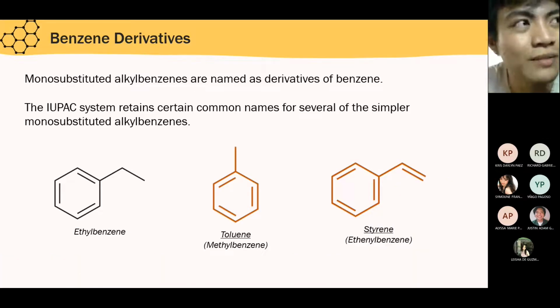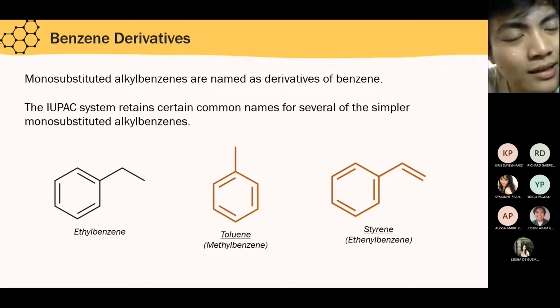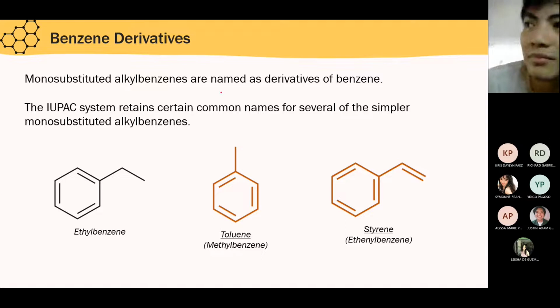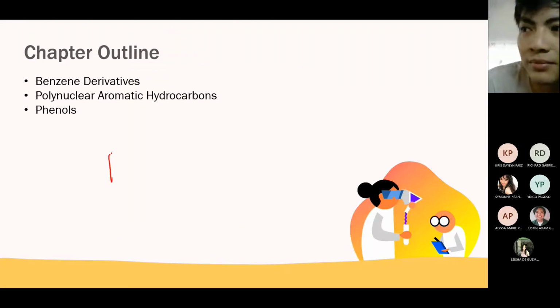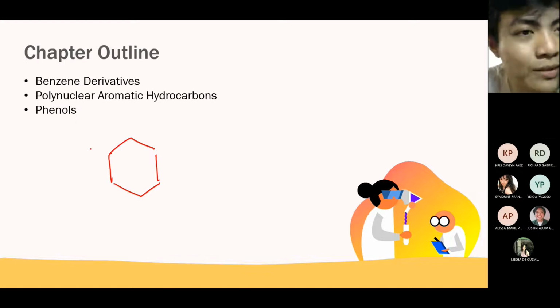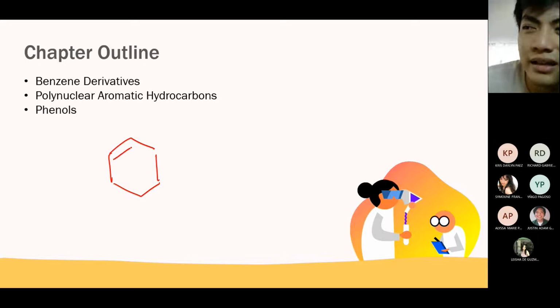Okay? What is a benzene? Benzene is a hydrocarbon that is hexagon in shape. Okay? Hexagon siya in shape. It is a hydrocarbon, ibig sabihin puro carbon and hydrogen lang yan. And it has an alternating double bond. Okay?